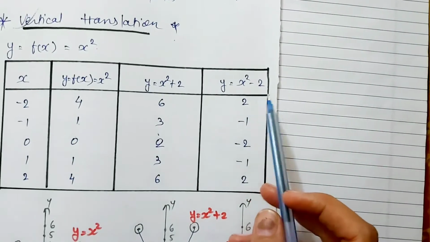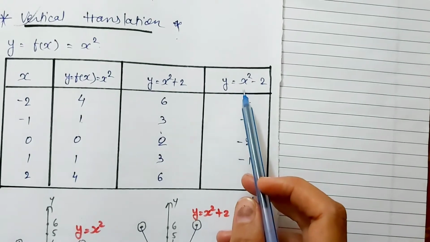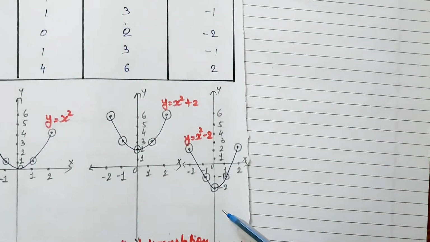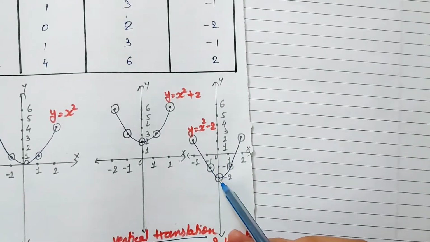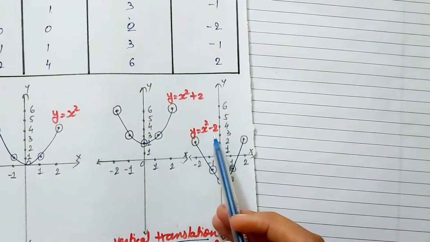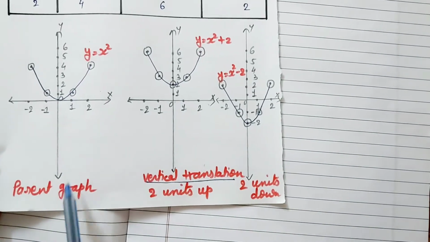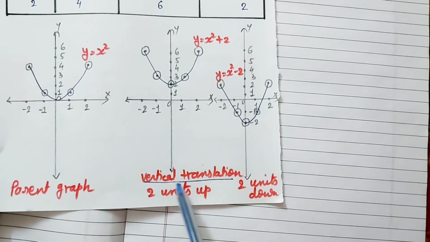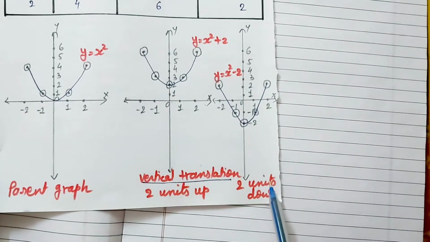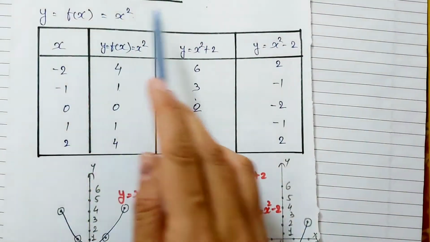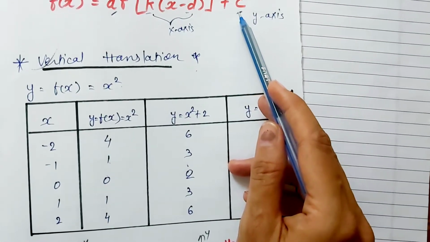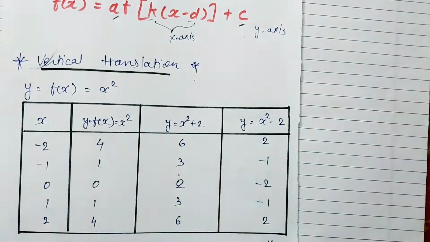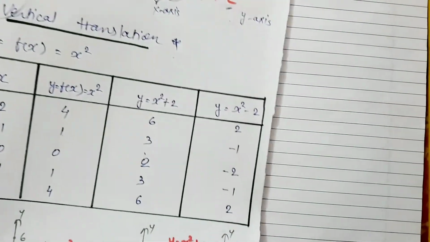So you can see that x square plus 2 means that the graph has moved 2 units upwards. Similarly, you can put in the values and find the values for y is equal to x square minus 2. If we plot that as well, we can see that the graph has moved 2 units downwards. Why? Because it is x square minus 2. So this is what a parent graph looks like, and this denotes vertical translation, 2 units up, 2 units down. It deals with the c value. If it is plus c, it's moving upwards c units. If it is negative c, it's moving downwards c units. So that's vertical translation.